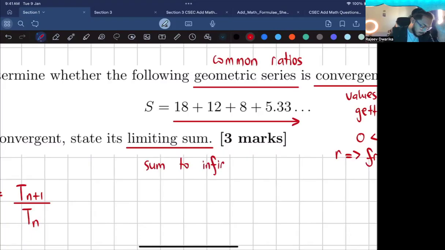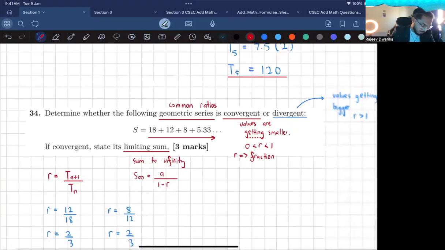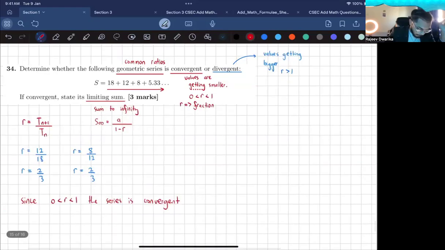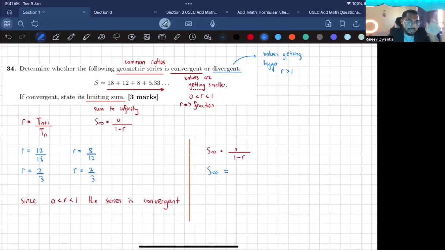Right? And tell me that formula, Kira. S infinity equals a over 1 minus r. Correct. So we're going to use that formula. Kira, if I want to find the sum to infinity, tell me what it will be equal to. So that'll be a all over 1 minus r. So tell me, Kira, in this question, what is a?